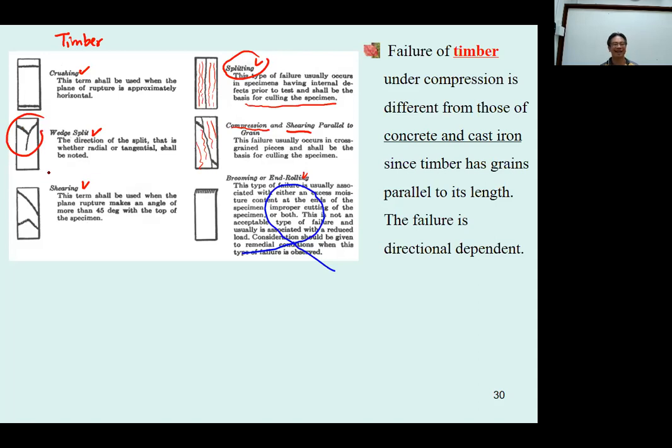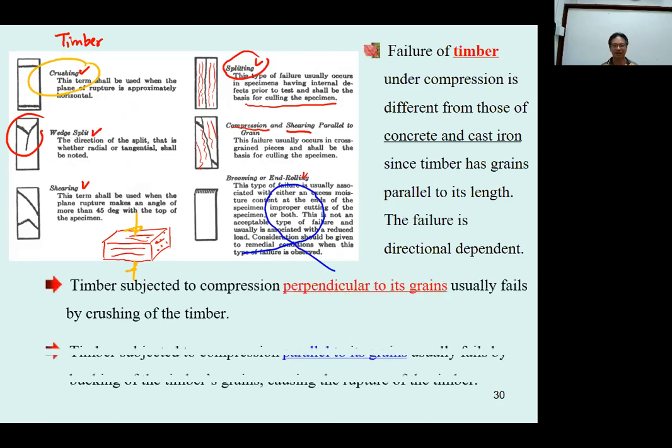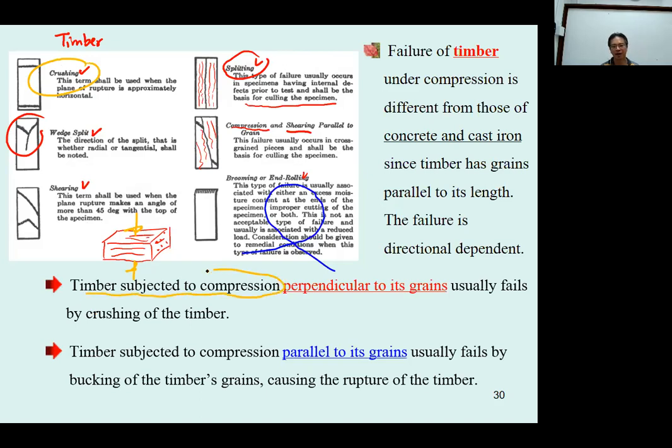And if we test the timber in the direction perpendicular to the grain, if I have a grain like this, and this is the point, and you put the force in this direction, the failure may be in the form of crushing. There are many things about this. In short, timber subjected to compression perpendicular to its grain fails by crushing. And for timber subjected to compression parallel to the grain, the timber may fail by rupture in the form of splitting of the timber.